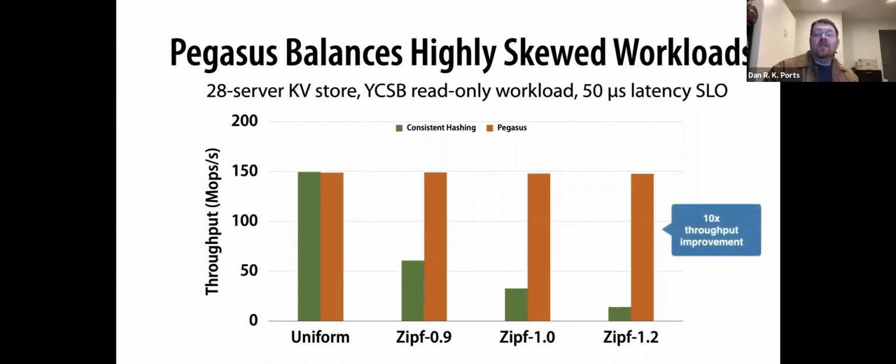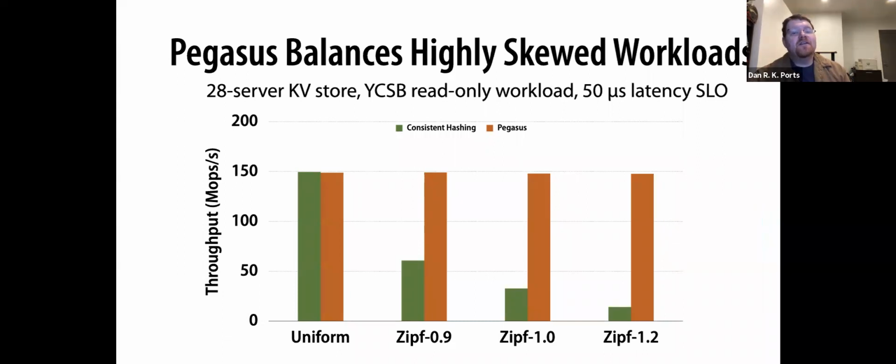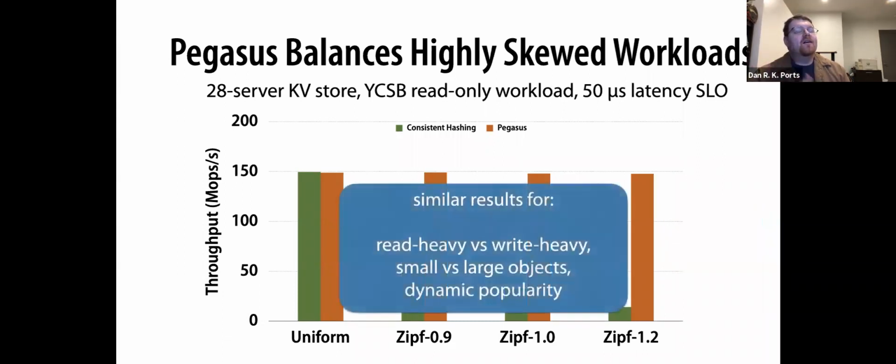In fact, in the most extreme case, we're seeing a 10x improvement in throughput. Equivalently, that means that if you wanted to run this cluster to support an online service, you could use 1/10 as many servers, which is, of course, a hugely valuable efficiency improvement. And this is just one example, but we've seen similar results on a variety of different workloads: read heavy, write heavy, mixed, small objects, large objects, dynamic changes in the popularity of different objects, and so on and so forth. So this is a very robust result.